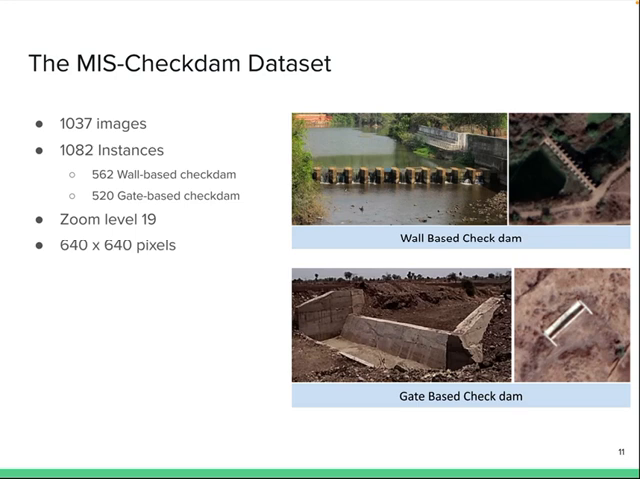All objects were captured at zoom level 19 using Google Maps API, and the annotations were performed by domain experts. In comparison to dense object datasets such as cars in aerial images, our dataset has images consisting of sparsely located objects.